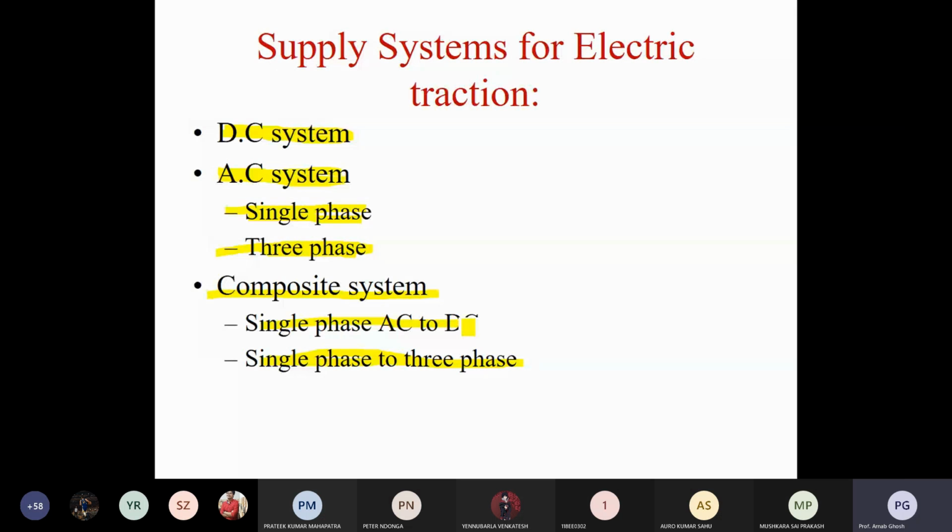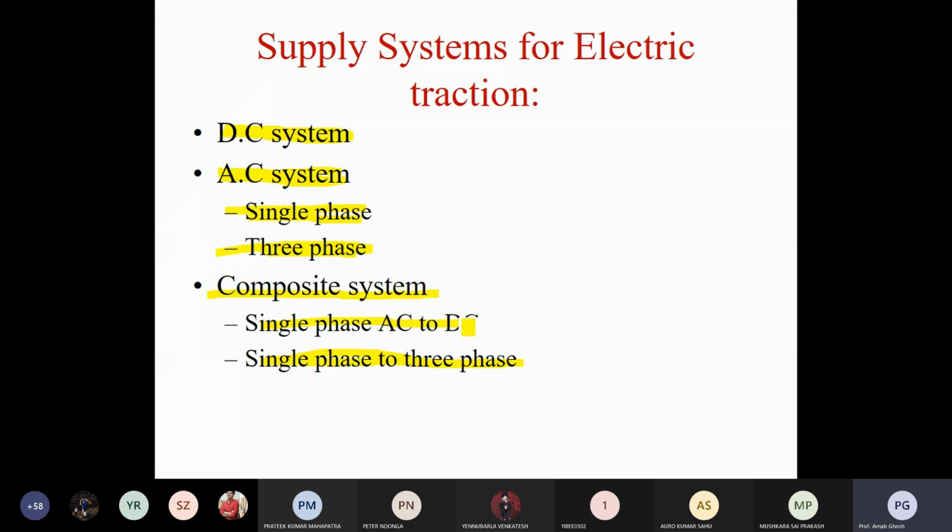The composite system: initially, like 10 years back, it was a composite system with both AC and DC. Right now maybe it has changed to only a DC system, a single phase DC system.